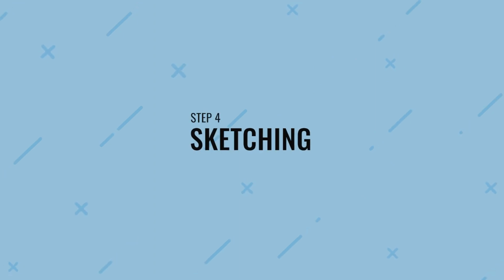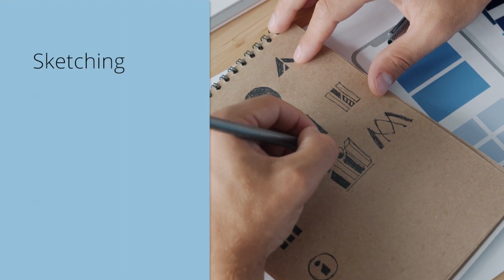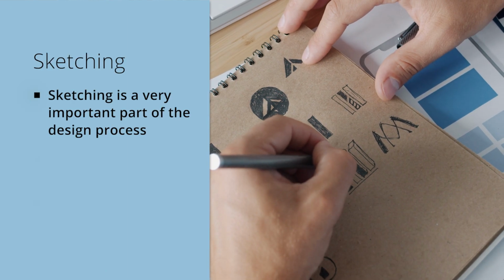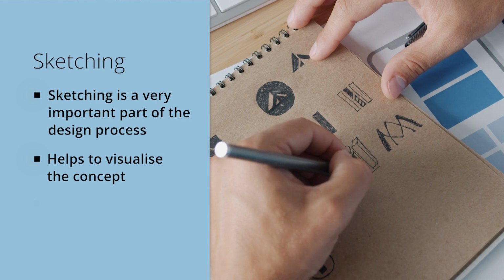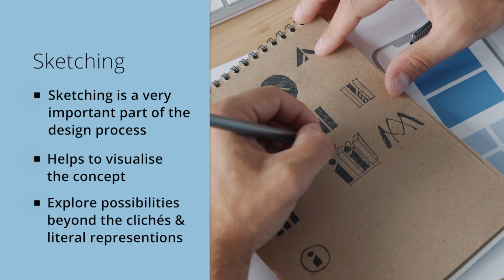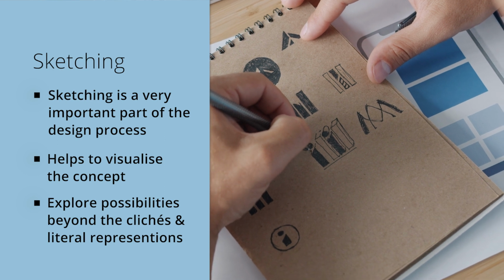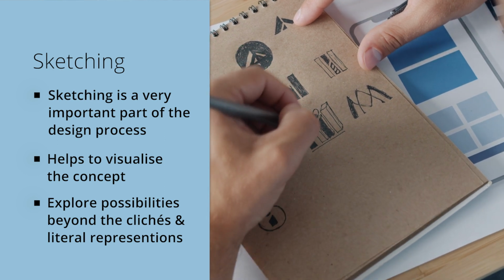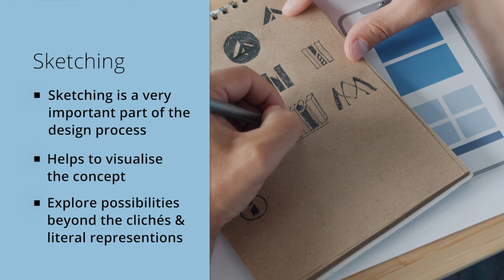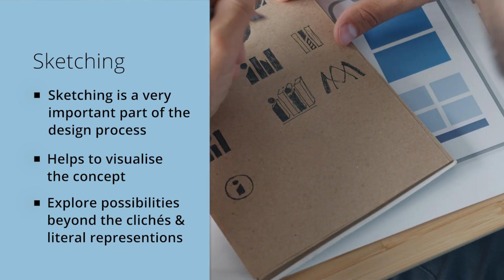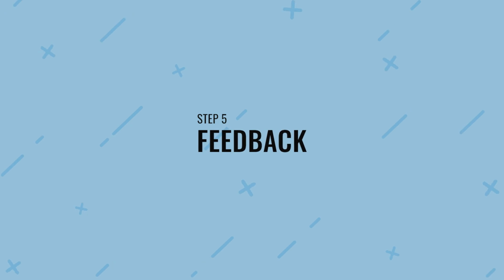Step 4. Sketching. With the concept starting to take shape, it's time to sketch. Sketching is an important part of the design process, as it helps to visualize the concept and explore different possibilities beyond the cliches and literal representations. Don't worry about creating perfect sketches. The goal is to get ideas down on paper and start to see what works and what doesn't. Remember to think metaphorically.